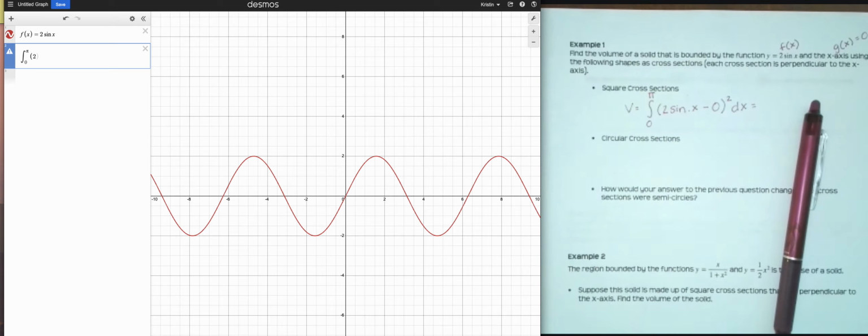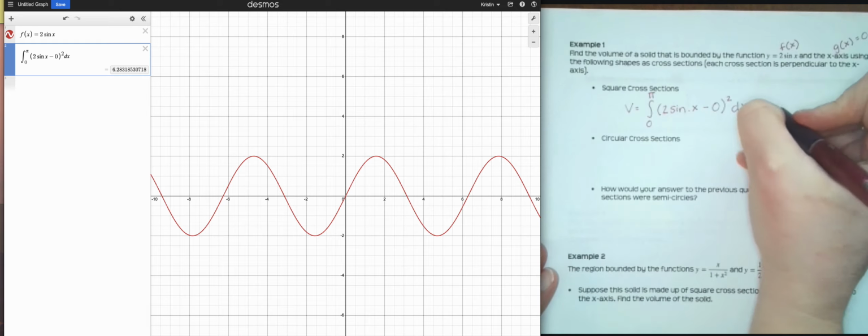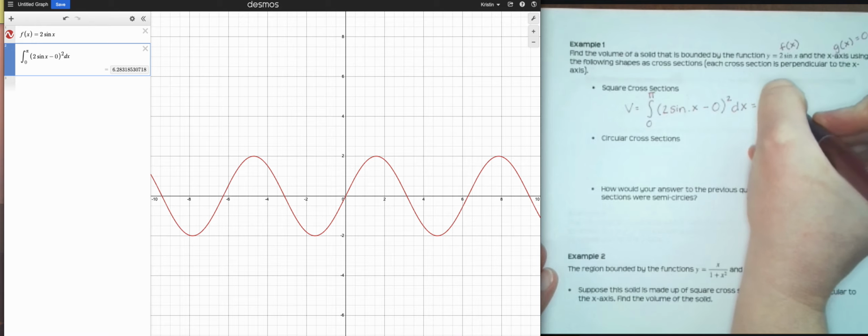Sorry if you're yelling at me through the screen right now. So 2 sine x minus 0. And then on the outside of this, let's square that and put my dx. And there is my answer, 6.283. That's the volume of my solid.